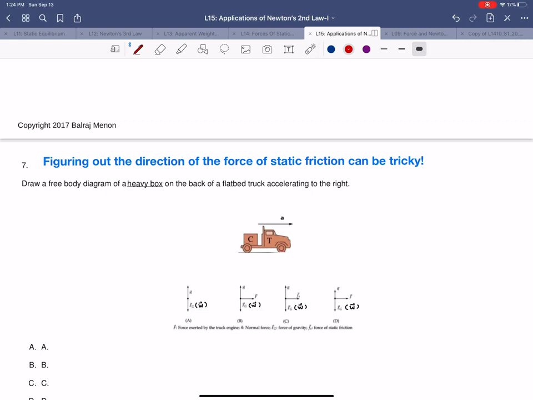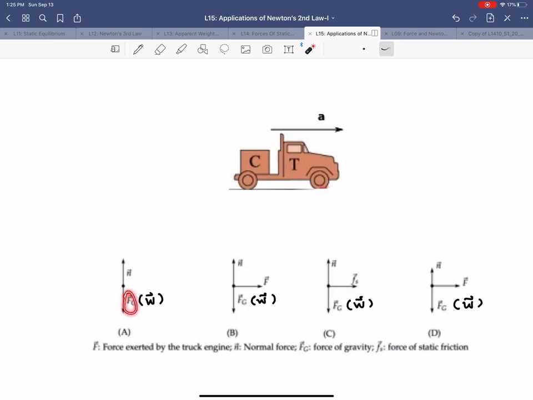So in this case, you're looking at a truck which is accelerating in the forward direction. On the back of the truck is a crate which is not sliding, but moving along with the truck, which means it also has the same acceleration. The question is, what's the free body diagram of the crate in the back of the truck? The F sub G that you see in these sketches is just the weight, or the force of gravity.